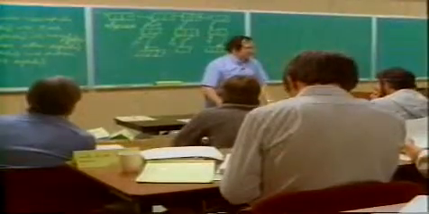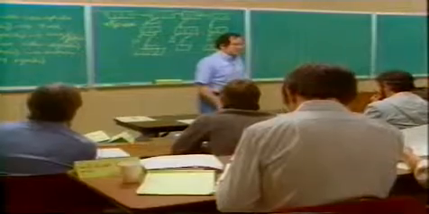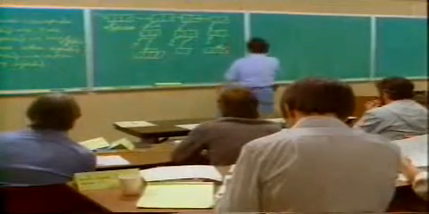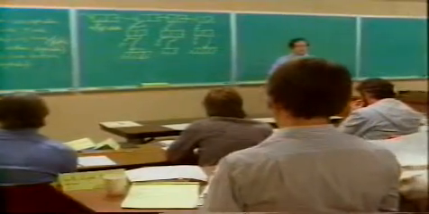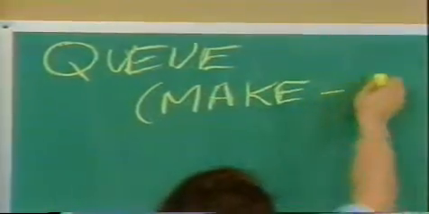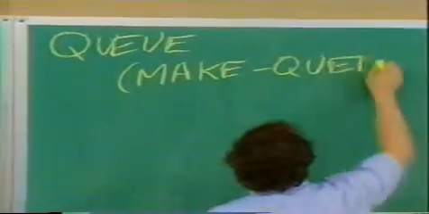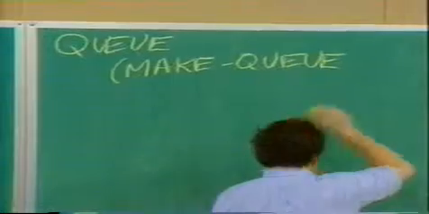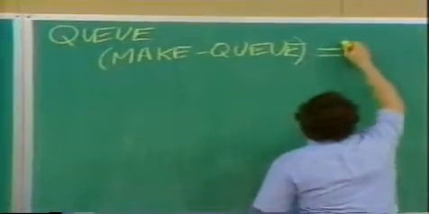Now let's talk about queues. They're similar, because each of these agendas has a queue in it. What's a queue? A queue is going to have the following primitive operations. To make a queue, this gives me a new queue.